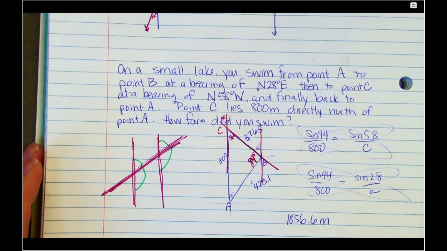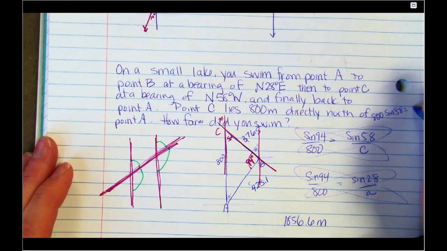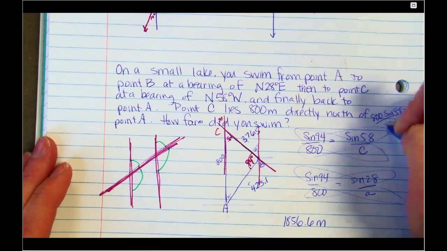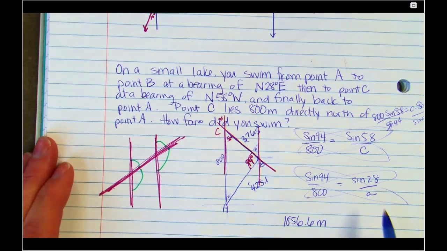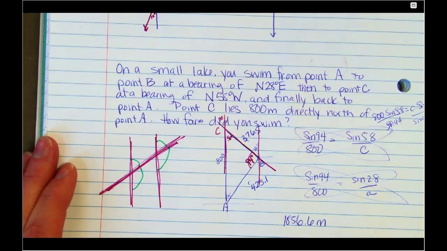What are your questions on this? Javon, question? Okay, so cross multiply. So this one, guys, 800 sine 58 is equal to C times sine of 94. Divide by sine of 94. That should get you the C, 425.1. For C, I had 680.1.